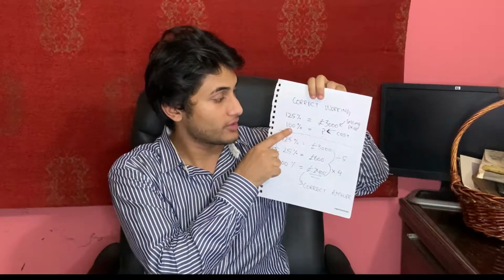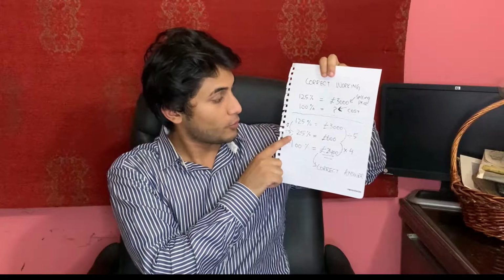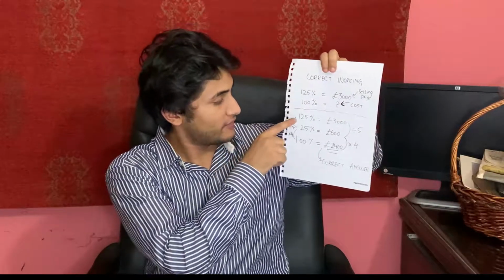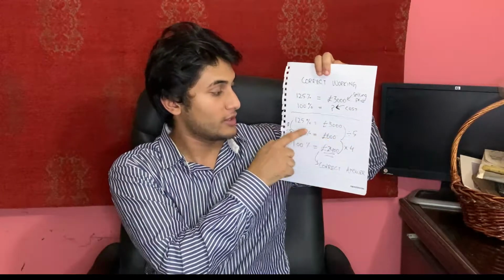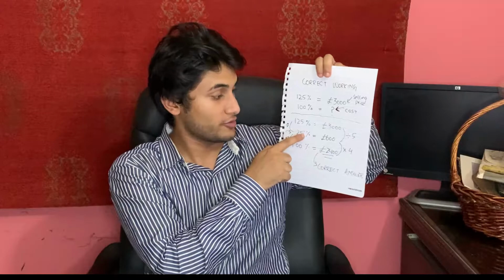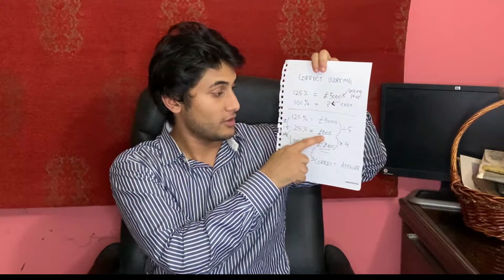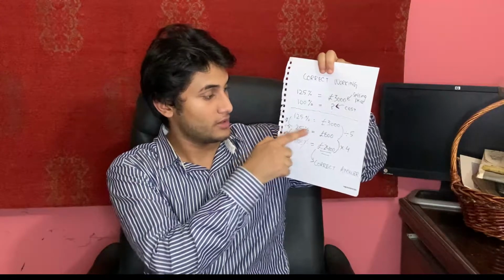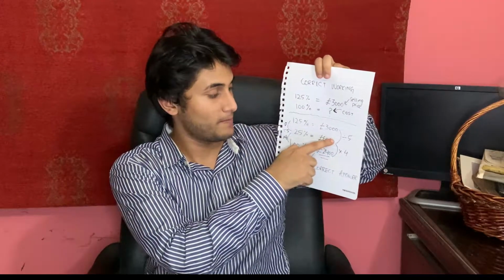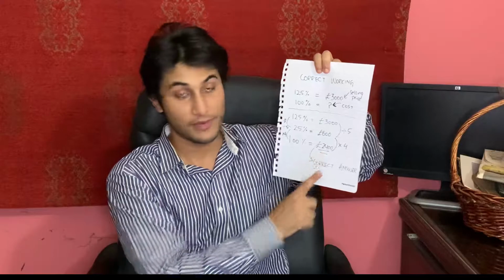We're looking for 100%. So what we're going to first do, we know that if we divide 125% by 5, and then we divide this side by 5 as well, we know that 25% of the cost price is £600. So to get to 100%, we multiply 25% by 4. We do the same on this side, and we're left with £2,400, which is the correct answer.